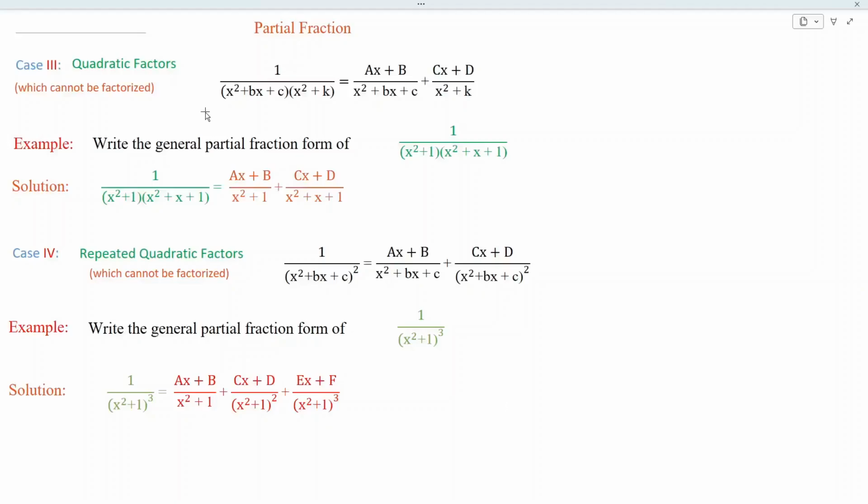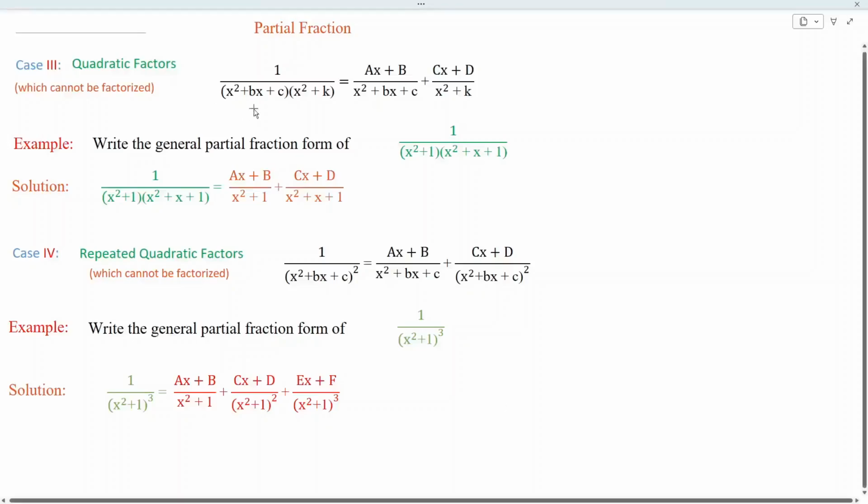Case number 3. If there are quadratic factors in the denominator which cannot be factorized, then it can be written as Ax plus B divided by first quadratic factor plus Cx plus D divided by second quadratic factor.